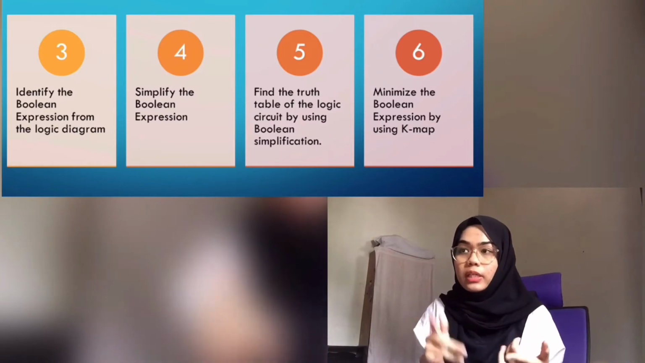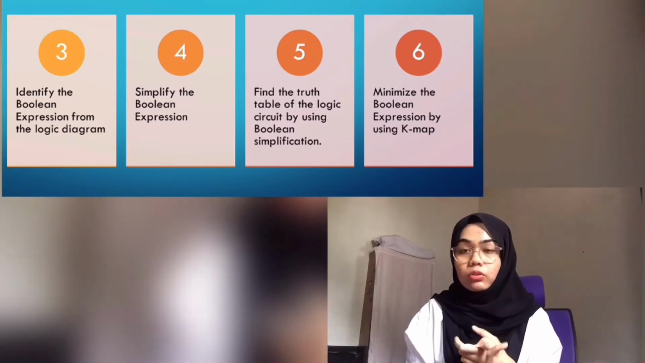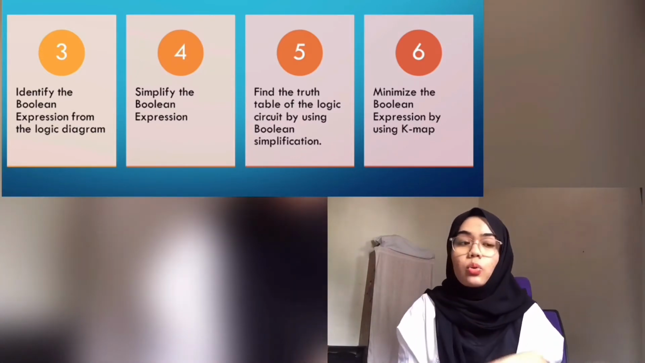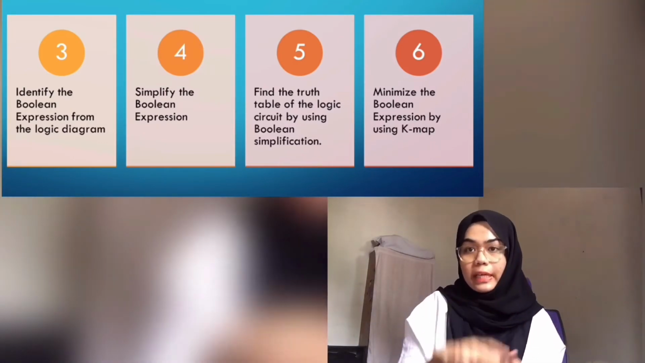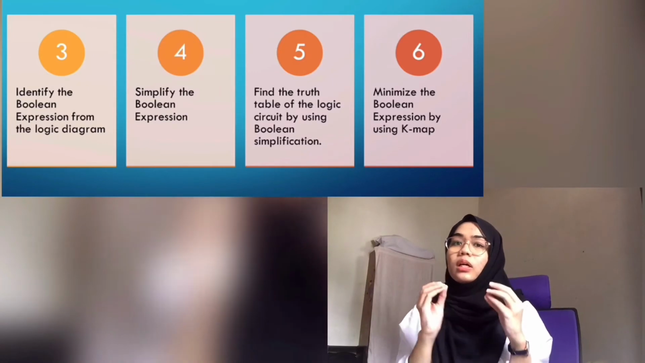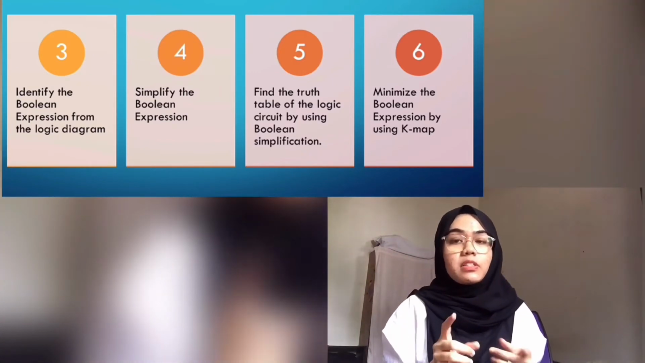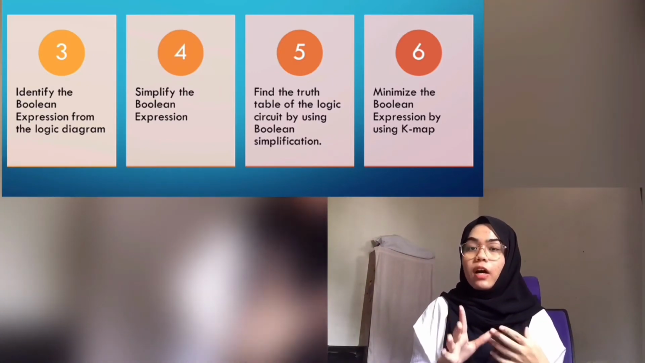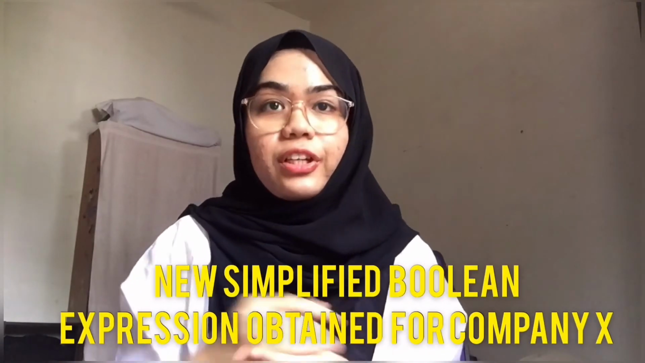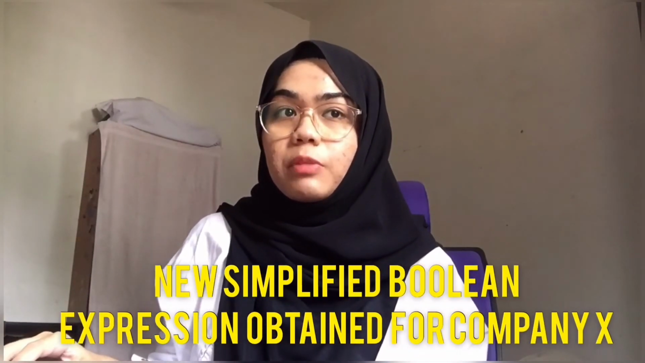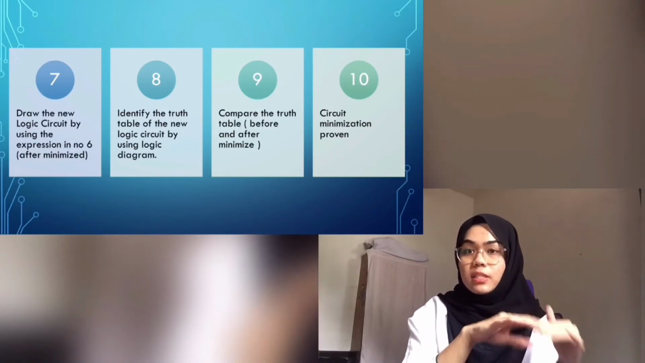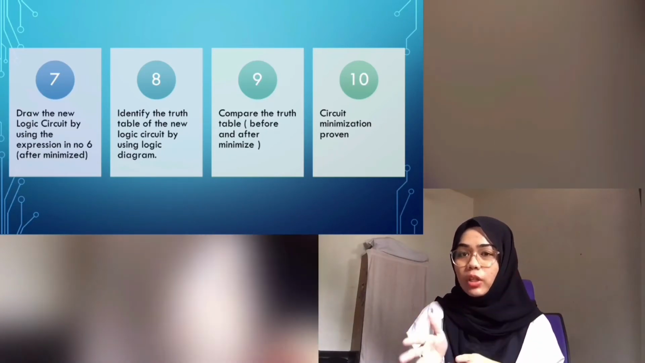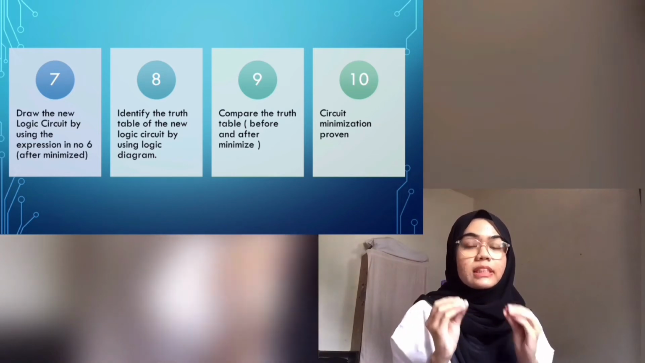This Boolean expression we simplify using De Morgan's theorem and also Boolean expression simplification. After we did that, we then minimize the Boolean expression some more using K-map. So right now, the new expression we get from the K-map is the most simplified version of our logic circuit. When we have this simplified equation, we draw a new logic diagram from it. So basically, this new logic diagram is the minimized version.